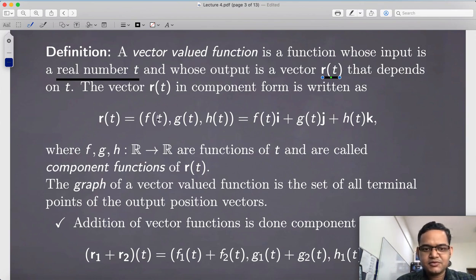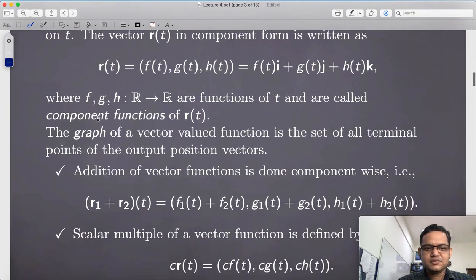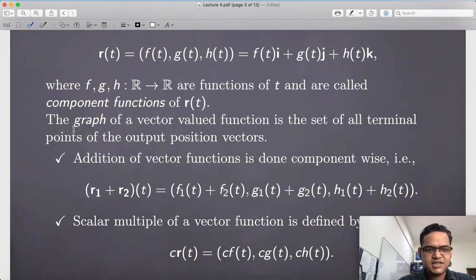Because what we are going to see is that the information about f, g and h is going to determine the vector valued function r, isn't it? Another term here we will use is the graph. The graph of a vector valued function is basically the set of all terminal points. So t goes to r(t), and r(t) is a vector. You look at the terminal point of the vector when that is expressed as a position vector. The collection of all such terminal points is called the graph of that vector valued function.